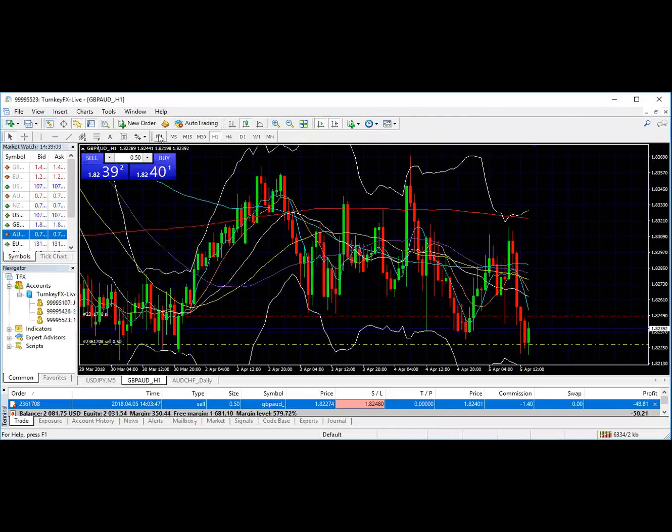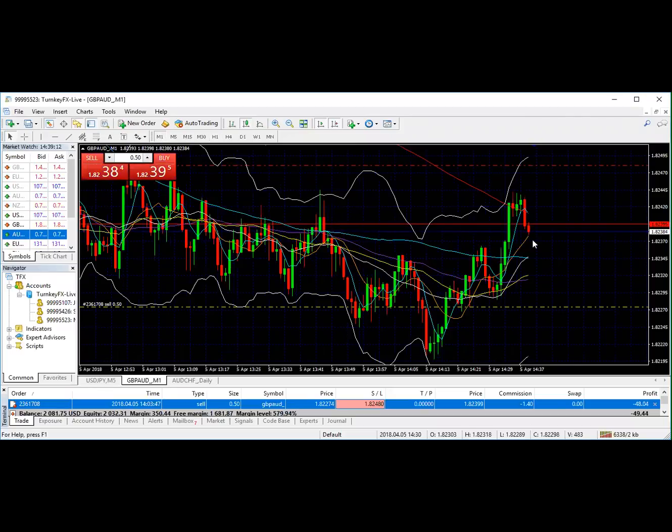All right, so it's relenting a little bit. There we go. May stop here and bounce again. Just got to wait and see. And I may move my stop loss to this point, but let's just see how it goes.